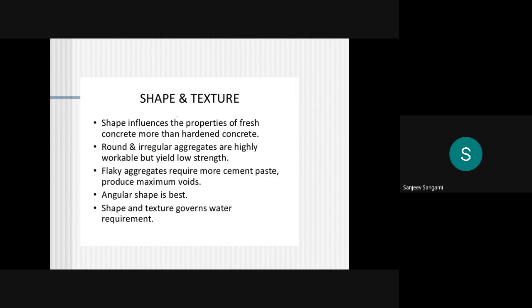Shape and texture: shape influences the properties of fresh concrete more than hardened concrete. Flaky aggregates require more cement paste and produce maximum voids. So angular shape is the best, and shape and texture govern the water requirements. The remaining things we will discuss tomorrow, and we'll try to cover some of the things.